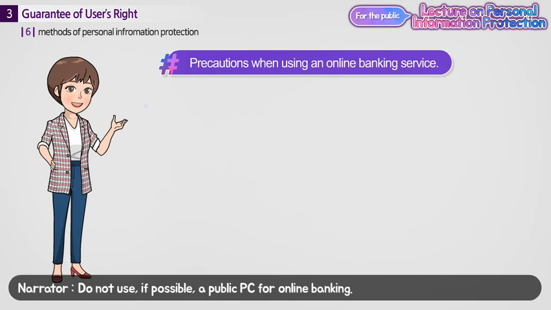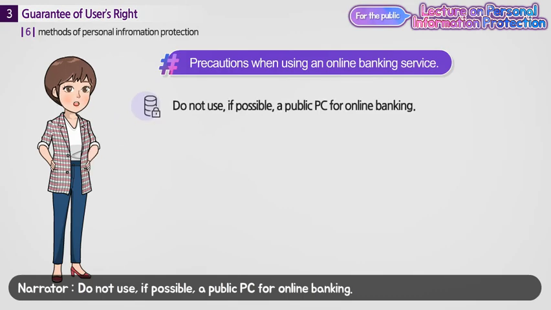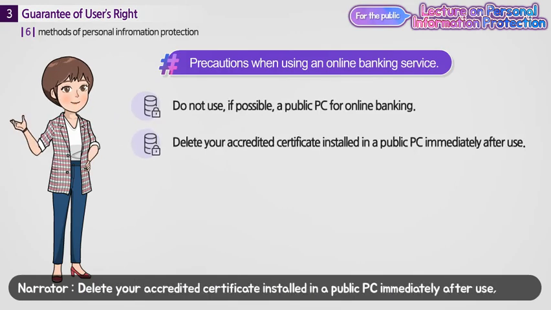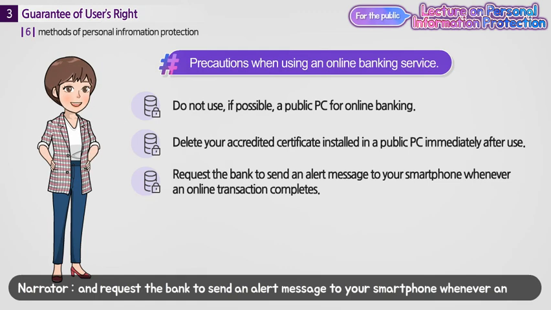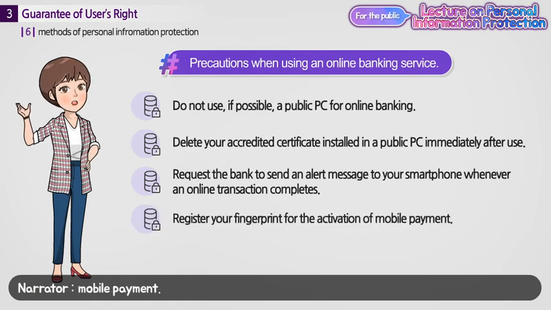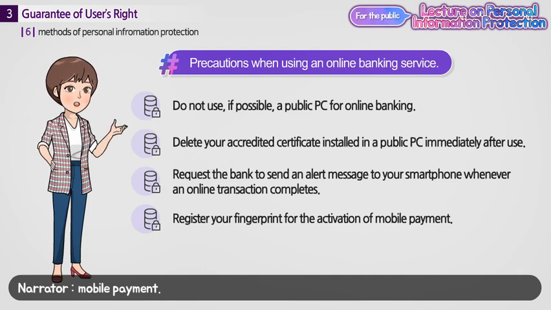Do not use, if possible, a public PC for online banking. Delete your accredited certificate installed in a public PC immediately after use, and request the bank to send an alert message to your smartphone whenever an online transaction is completed, and register your fingerprint for the activation of mobile payment.